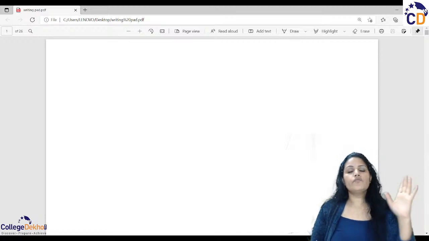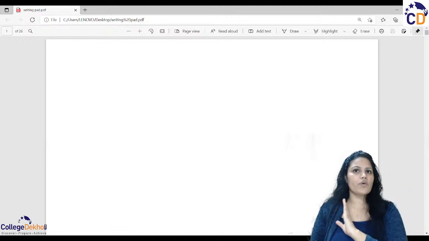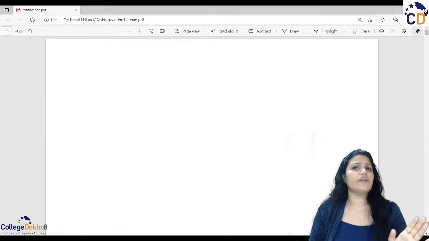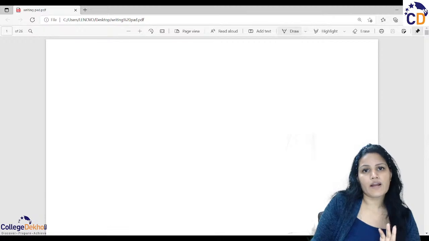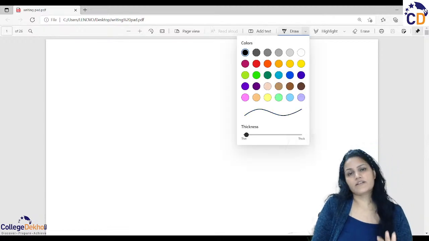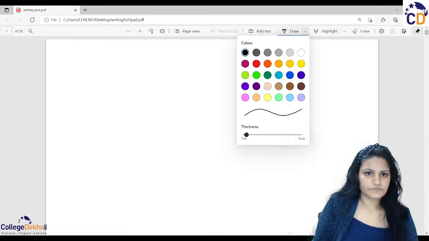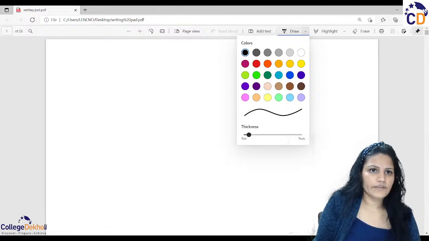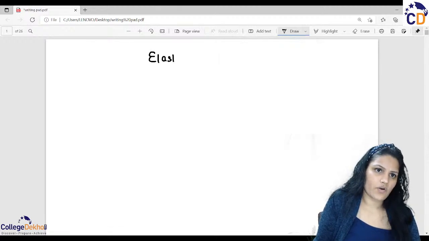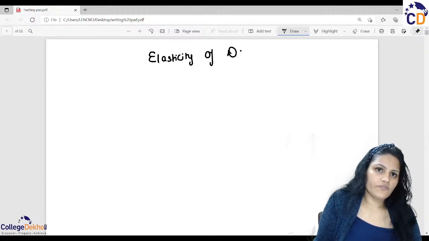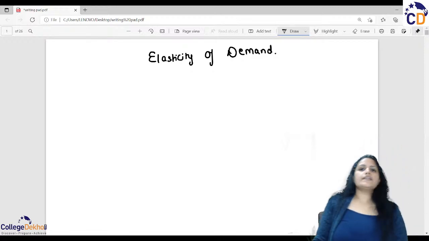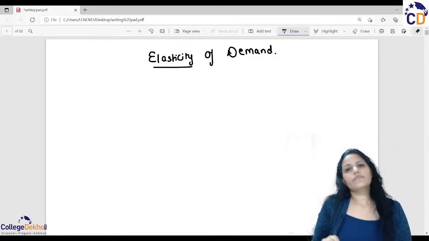No matter which course you are pursuing, elasticity of demand in terms of microeconomics is always the same. So here the point is the elasticity of demand. Let's check out the word meaning of this word. First word is elasticity.